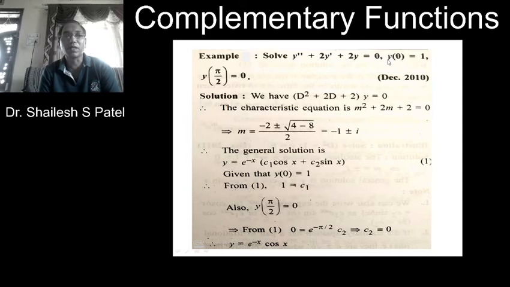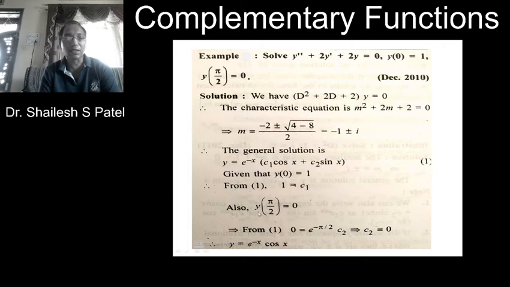One by one we will use these conditions. First we will use the condition y(0) equal to 1. So here we write, given that y(0) equal to 1. In equation 1, that means the solution, if we put y(0) equal to 1, that means x equal to 0 and the value of y is 1. So we get 1 equal to, e raised to 0 means 1, c1 cos 0 is 1, sin 0 is 0, so c1 equal to 1.